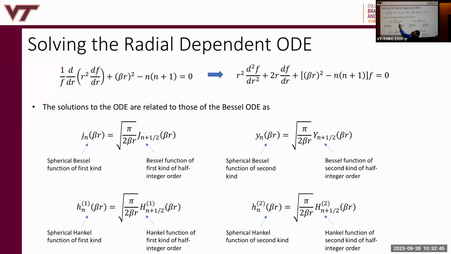Here it is, n plus 1/2. They're half integer order. If you evaluate the Bessel functions at half integer order, and their argument is beta r now, and you multiply by this coefficient, which has 1 over the root r, root of pi over 2 beta r, then you get the spherical Bessel functions of the first kind, the solutions to the spherical differential equation of the radial variable. They're small j here.